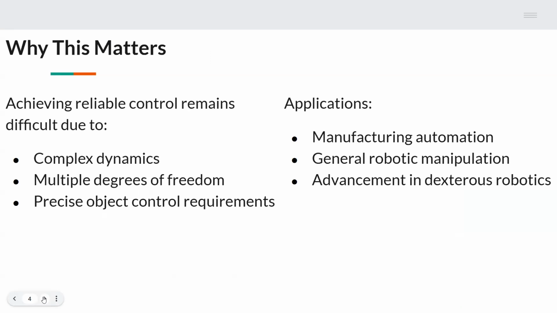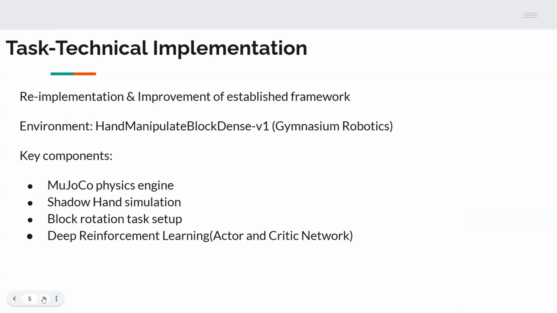Why this matters is mainly because achieving reliable control remains difficult due to complex dynamics, multiple degrees of freedom, and precise object control requirements, and its applications are really meaningful, for example, general robotic manipulation. Our task is to re-implement and enhance, and establish a reinforcement learning framework in a simulation environment.